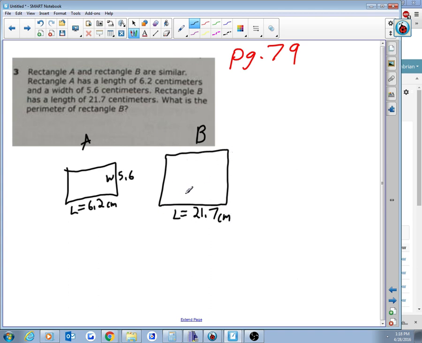So I'm going to have to find, remember, this side is congruent with this side, and this side is going to be congruent to this side. So I've got to find my width and then calculate the perimeter. So in order to find my width here, I'm going to find what's my scale factor. How many times am I multiplying 6.2 to get to 21.7?